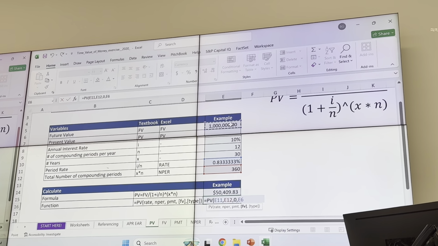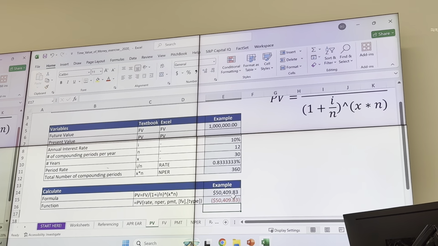We save a lump sum at the very beginning, 50,000, and at the end we are getting $1 million. You close it and you press enter. Now you see 50,000, the same value, right? One is in green, one is in red. What does it mean? Red means it's a cash outflow, right?